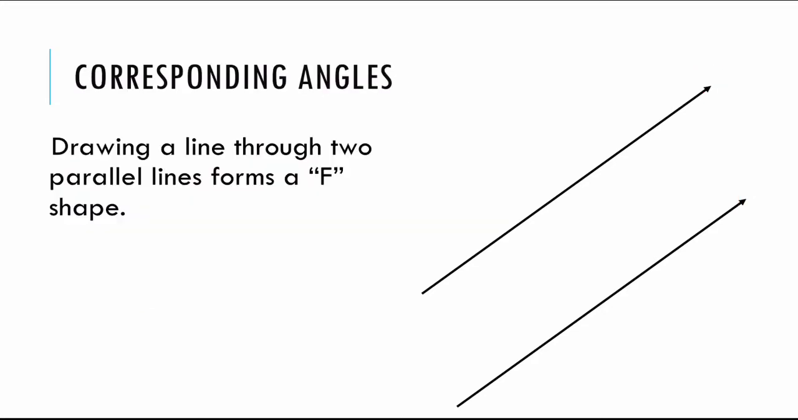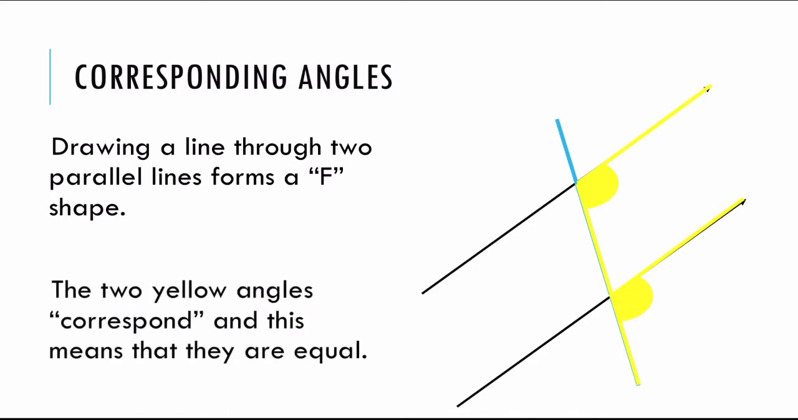Drawing a line through two parallel lines forms an F shape, like so. Now if we think about the angle tucked under the top parallel line of the F shape, that angle is exactly the same as the angle tucked under the bottom parallel line in the F shape. The two yellow angles correspond, and this means that they are equal, so that's why they are called corresponding angles.